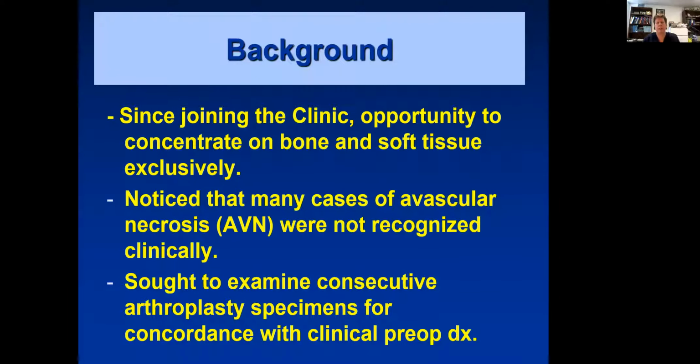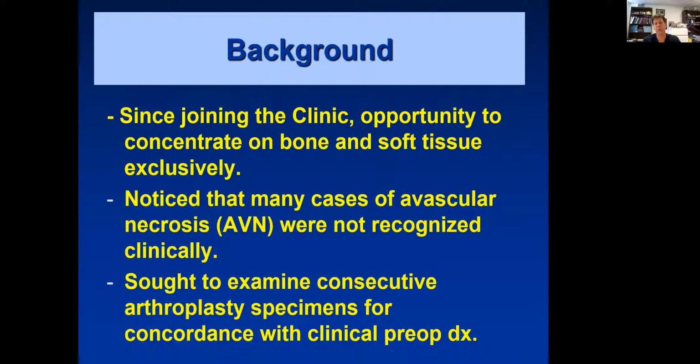Let me tell you a little bit of background about my interest in AVN and pathologic evaluation of arthroplasty specimens. Most of us who do bone and soft tissue pathology recognize that to make a living doing bone and soft tissue pathology, we're going to have to do more than just bone and soft tissue pathology. So a lot of us get involved in GI pathology, GYN pathology, or whatnot to support this interest. The volume of cases at the Cleveland Clinic allows people like me an opportunity to focus solely on bone and soft tissue.